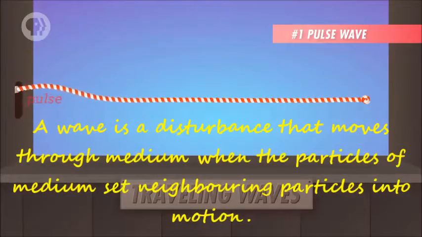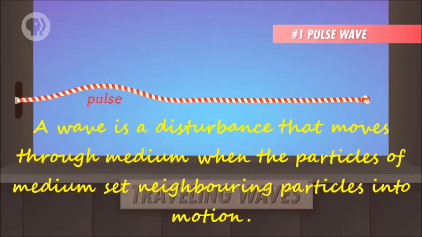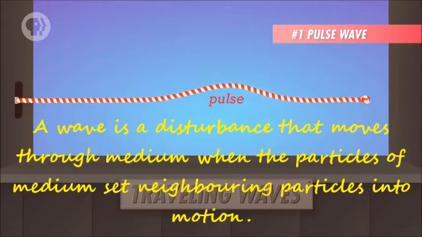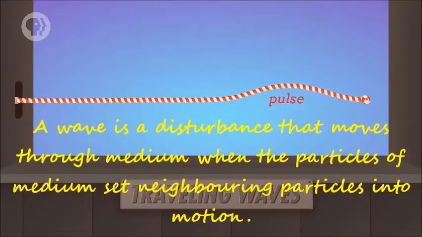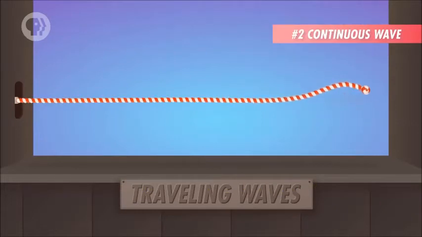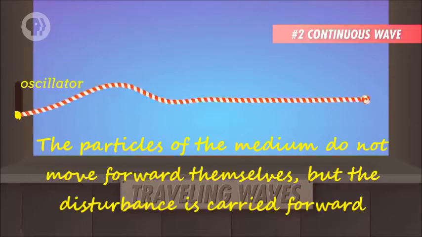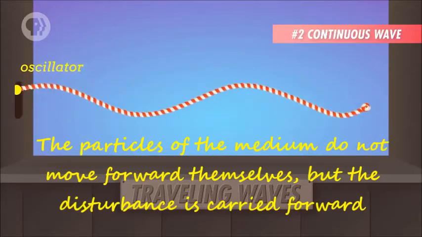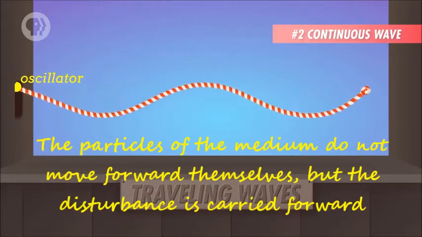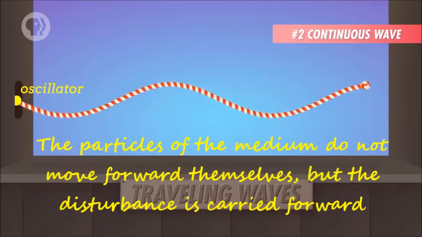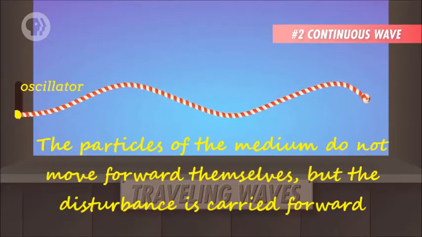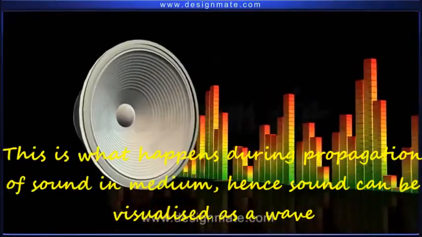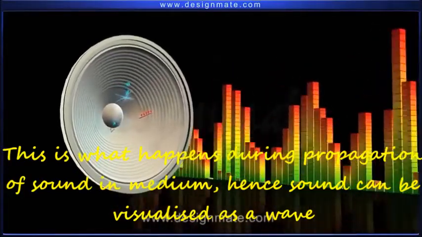Move the end of the rope back and forth just one time. One lonely crest travels through the rope. That's the pulse. Then there's the continuous wave, which is what happens when you keep moving the rope back and forth. In that case, your hand is acting as an oscillator. Anything that causes an oscillation or vibration can create a continuous wave. A vibration.